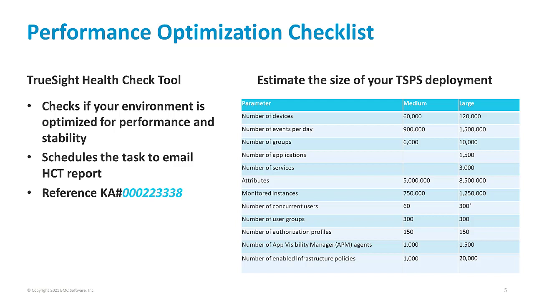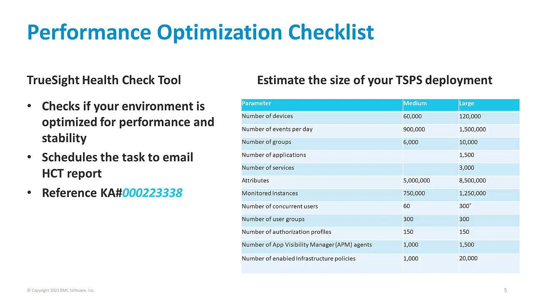So let's say the number of devices per TSPS should not exceed 60,000 for a medium environment. If it exceeds the limit of 60,000, then you need to retune your TSPS as per the large environment configurations. And for a large environment, the number of devices should not exceed the limit of 120,000. Same goes for all the other parameters that are listed in this table.